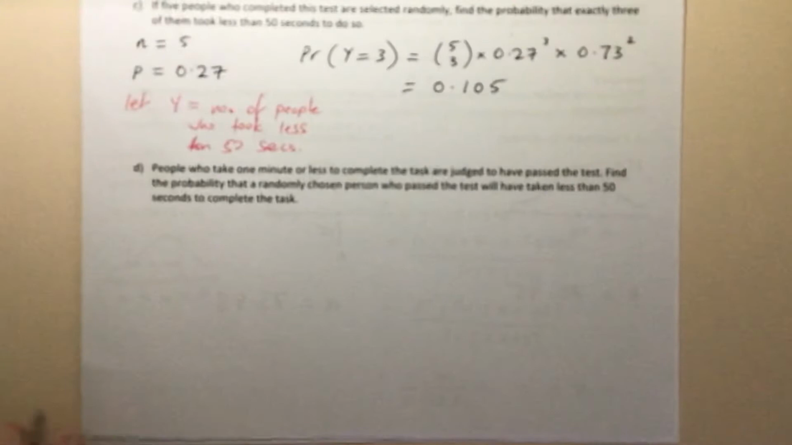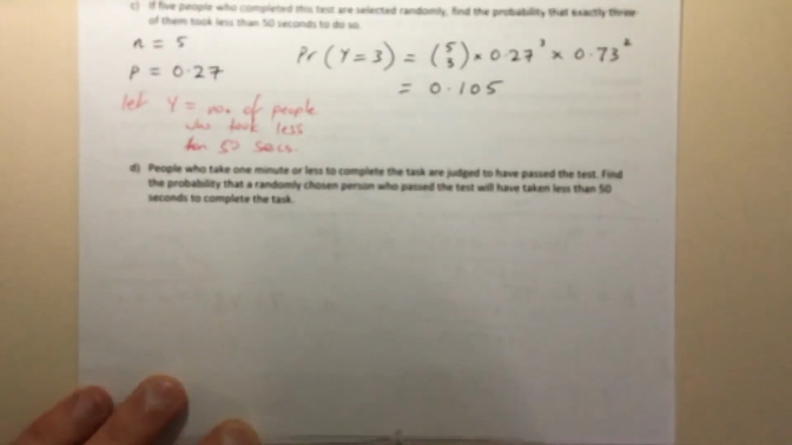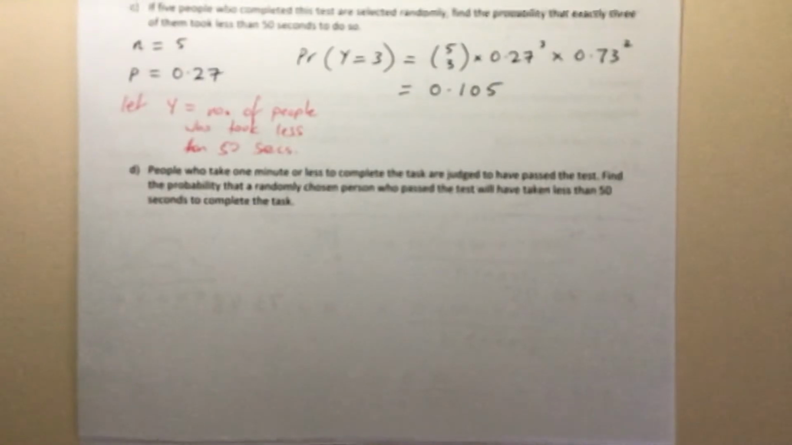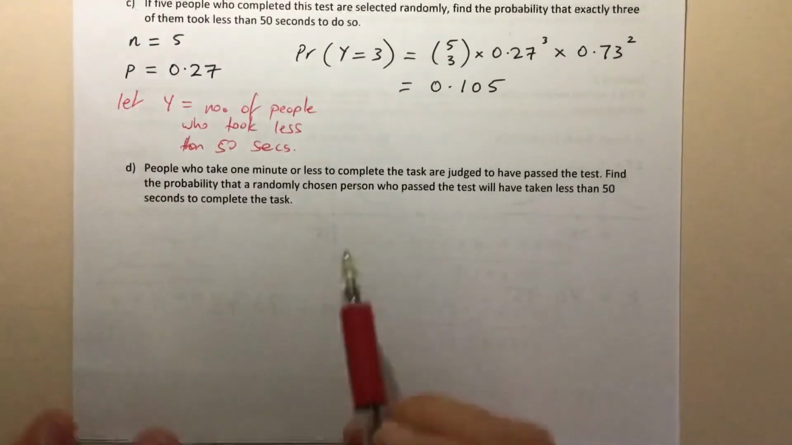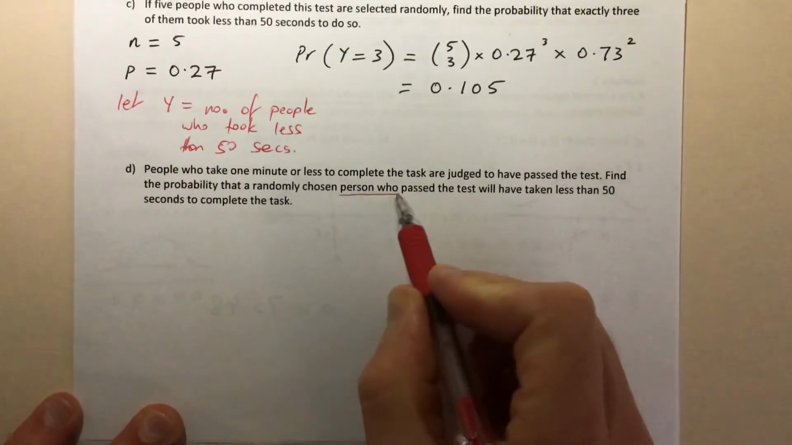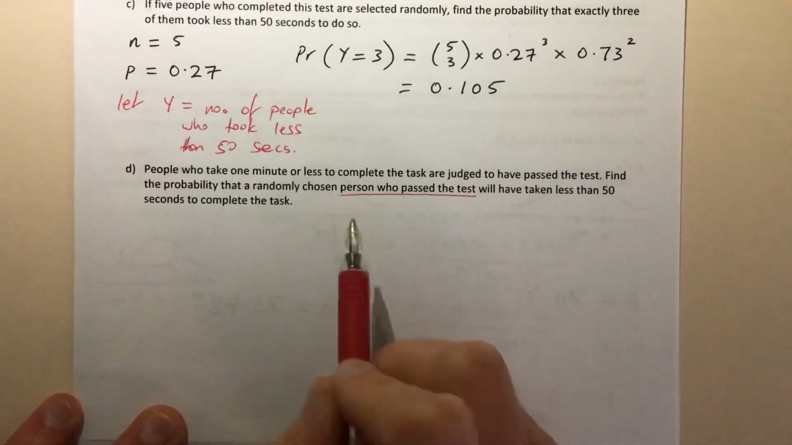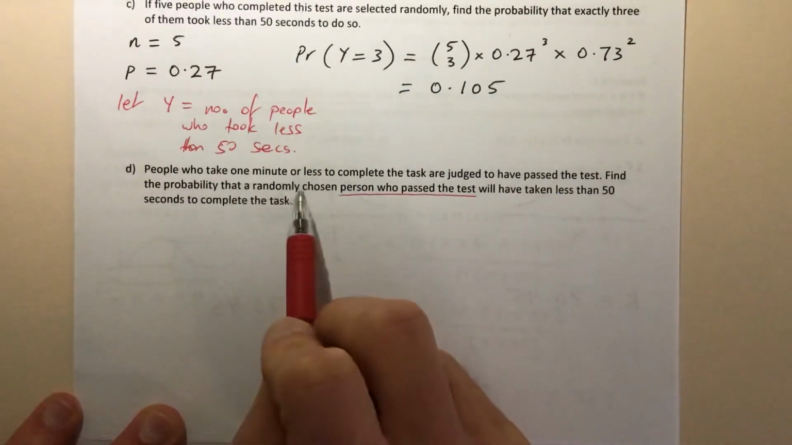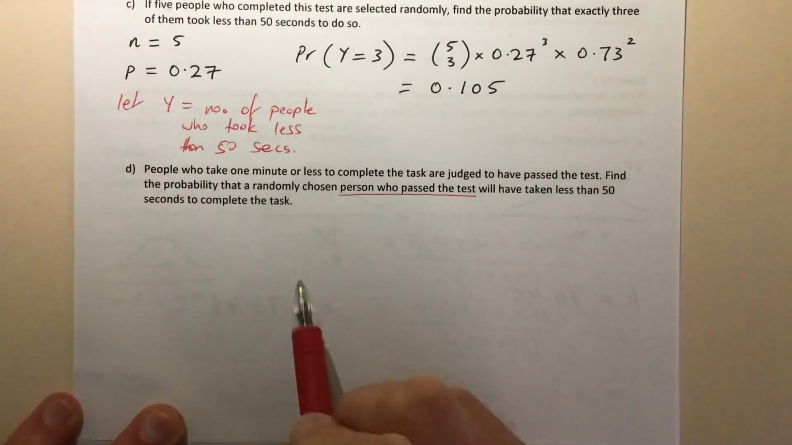First thing to understand is this is no longer binomial, because this one we're just talking about choosing one person again. We're not choosing 5 people or something like that. But what we do know about this randomly chosen person is that they passed the test. Now, what that means is we know that this person took 1 minute or less, because if they passed the test, it means they had to have taken 1 minute or less.